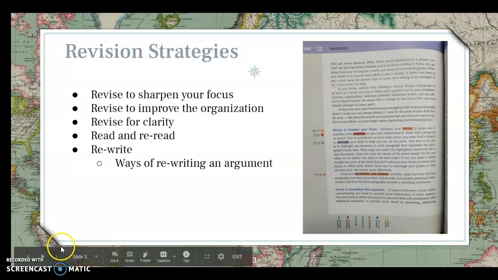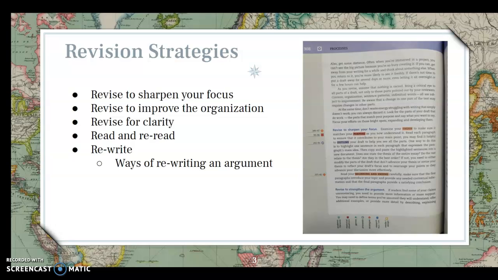Okay, so some of the revision strategies that are provided in our book by Richard Bullock. He mentions that you need to revise to sharpen your focus, revise to improve the organization, revise for clarity, and read and reread, and if necessary, also rewrite. And he talks about different ways of rewriting an argument.